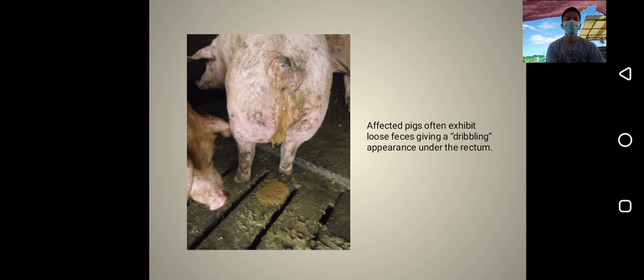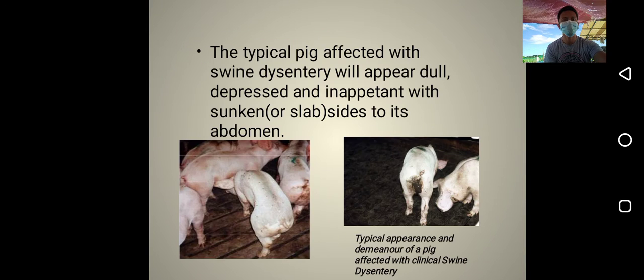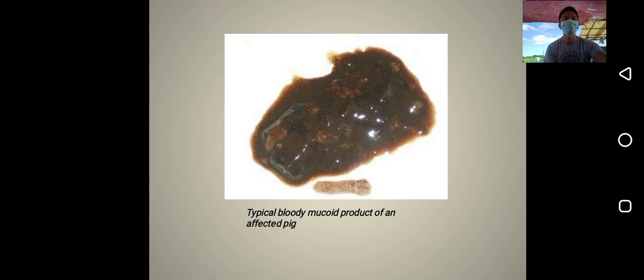These are the pictures of affected pigs, often exhibiting loose feces giving a dribbling appearance under the rectum. The typical pig affected with swine dysentery will appear dull, depressed, and inappetent, with sunken or slab sides to its abdomen. These are pictures of the typical bloody mucoid feces of an affected pig.